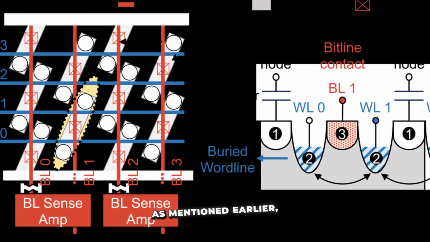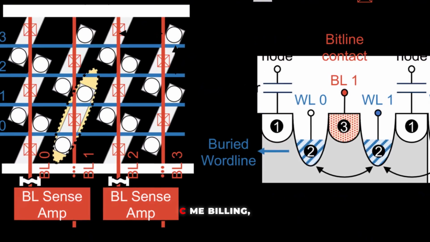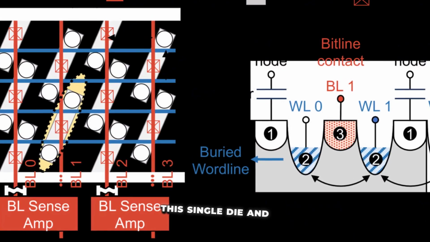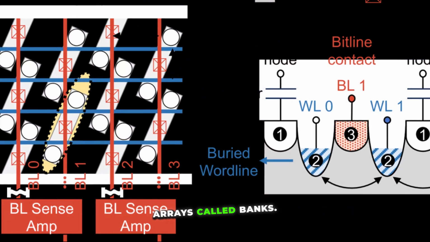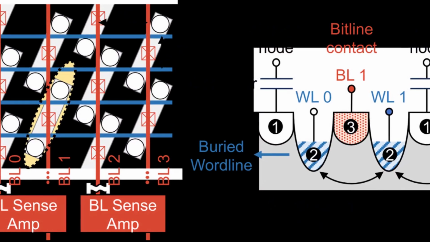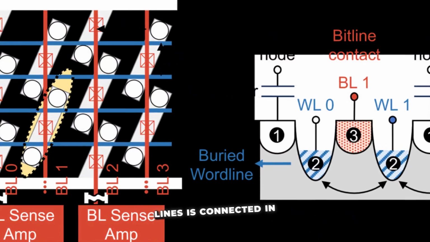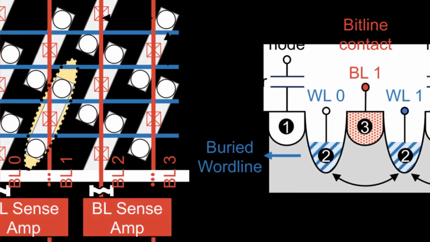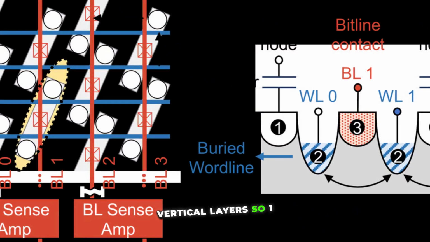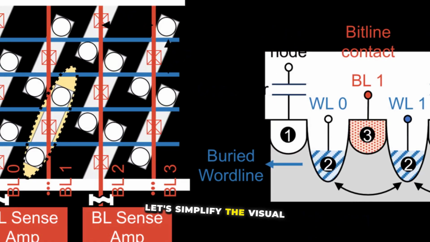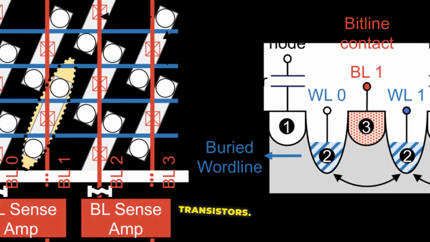As mentioned earlier, this 1T1C memory cell is one of 17 billion inside this single die, and is organized into massive arrays called banks. So let's build a small array for illustrative purposes. In our array, each of the word lines is connected in rows, and then the bit lines are connected in columns. Word lines and bit lines are on different vertical layers, so one can cross over the other, and they never touch. Let's simplify the visual and use symbols for the capacitors and the transistors.